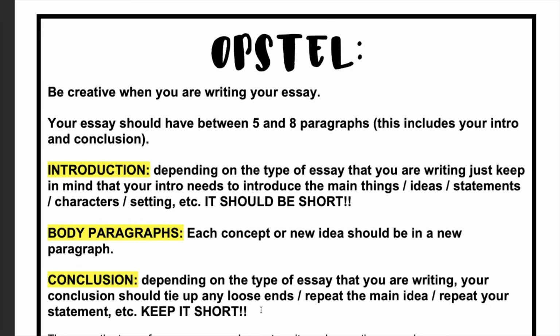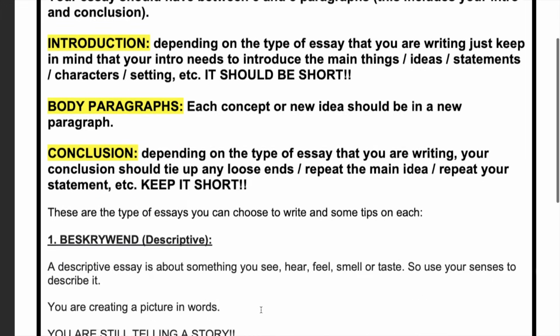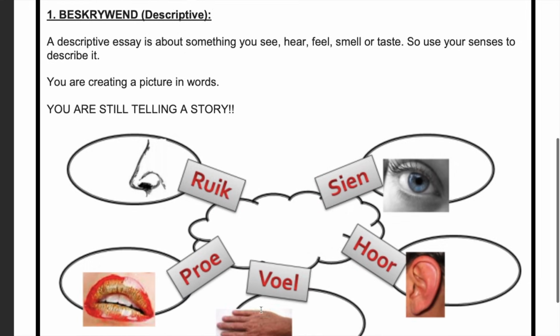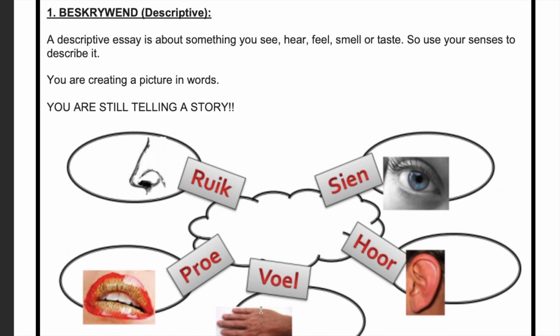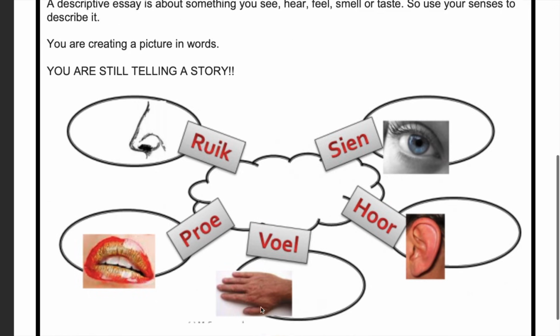Okay, then these are the types of essays you can choose to write and some tips on each. The first one is beschrijvend, descriptive. A descriptive essay is about something you see, hear, feel, smell, or taste. So you use your senses to describe something. Here are your senses. And then you are creating a picture in words, but you are still telling a story.